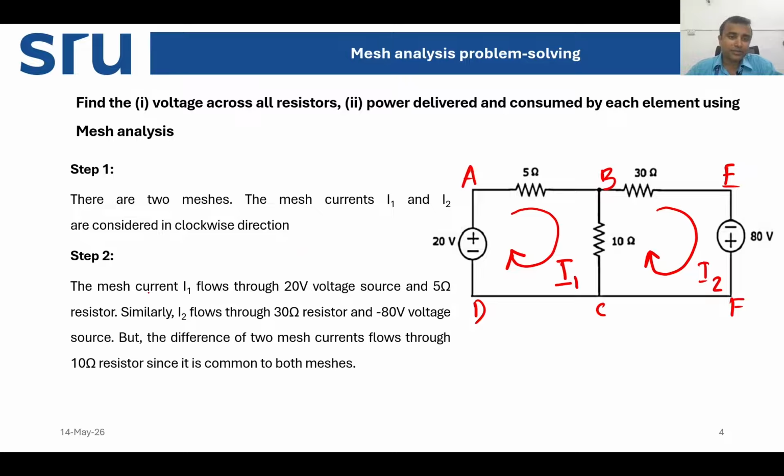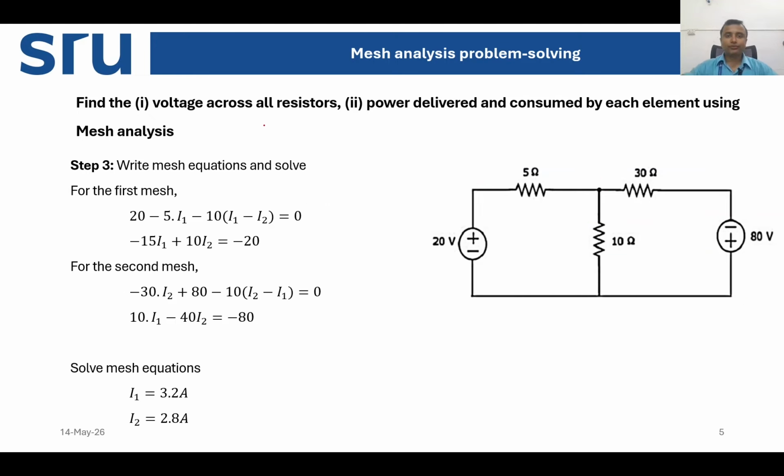Now the mesh current I1 flows through the 220 volt source, then the 5 ohm resistance, then the 10 ohm resistance, then comes back. And I2 current flows through the 30 ohm resistance, then the 80 volt source, then the 10 ohm resistance. So these are both meshes, and this 10 ohm resistance is common to both loops. To find the voltages in this circuit, we have chosen the current here as I1, and the current here as I2, both in clockwise direction.